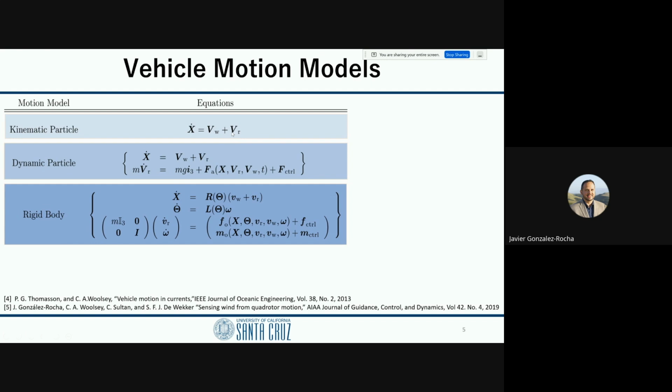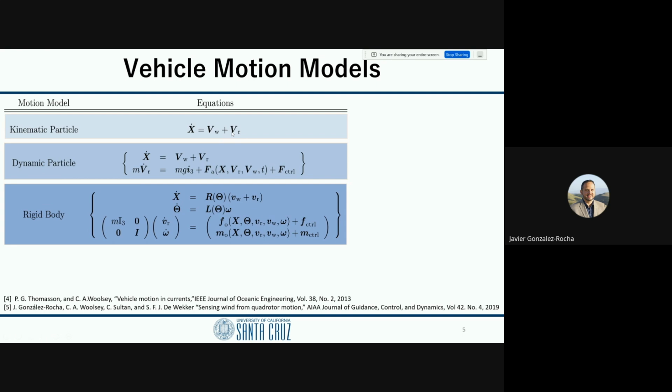However, like I mentioned, the limitation of this model is that it doesn't account for the dynamics of the aircraft, because the aircraft actually has mass. It responds dynamically to wind disturbances. And therefore it might have some limitations in accurately measuring winds.